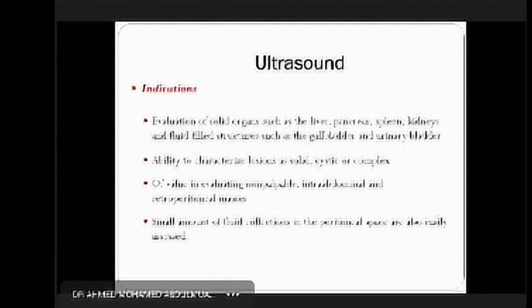So ultrasound is very good in abdominal pathology to evaluate the solid organs such as the liver, pancreas, spleen, kidneys, and fluid-filled structures such as the gallbladder or urinary bladder. But you should know how to prepare your patient for ultrasound. If you want to scan the abdomen, definitely you have to scan the gallbladder as well as the liver.